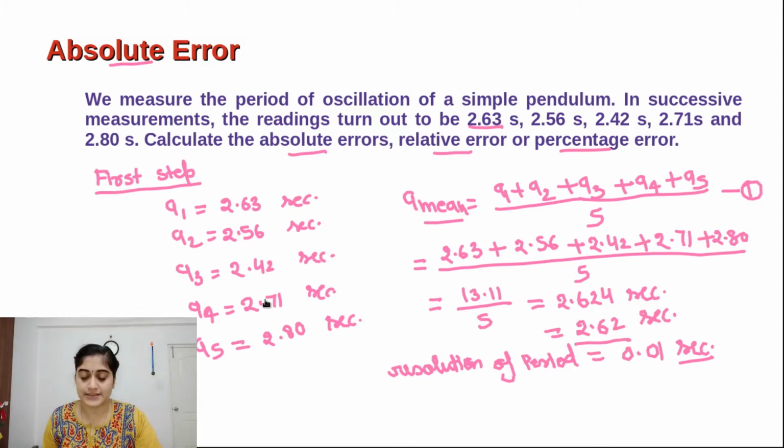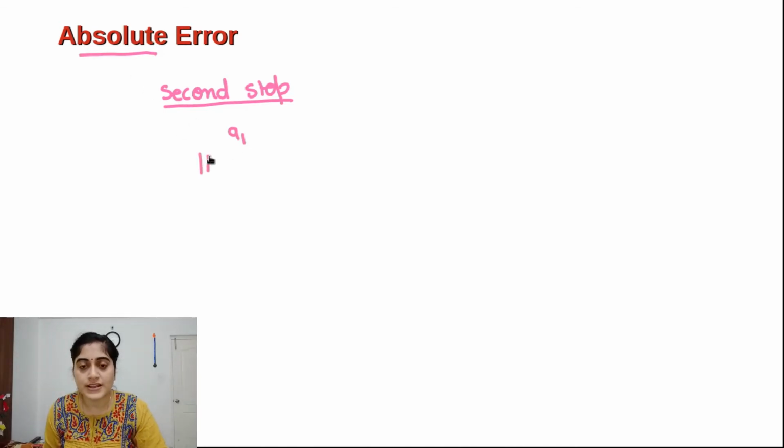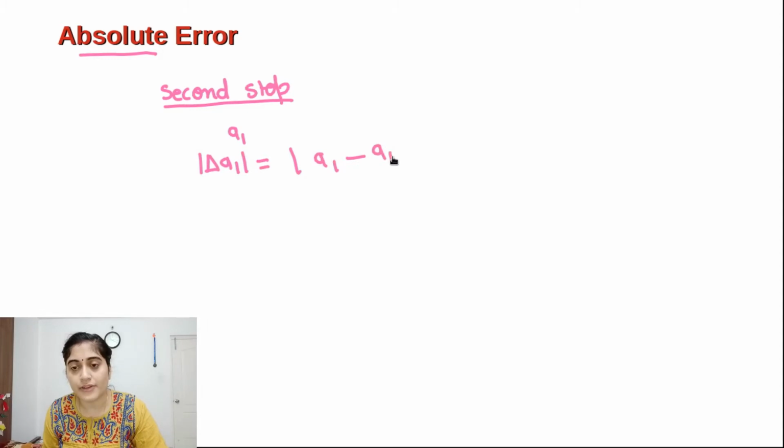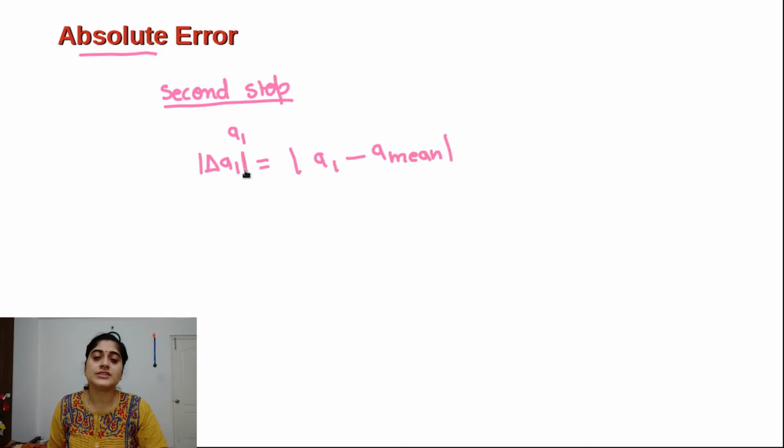Now the second step. Second step is you have to find the absolute error for each measured value. So you have measured A1. For A1, the absolute error is denoted as delta A1, which is A1 minus A mean. I have denoted this error in mod.